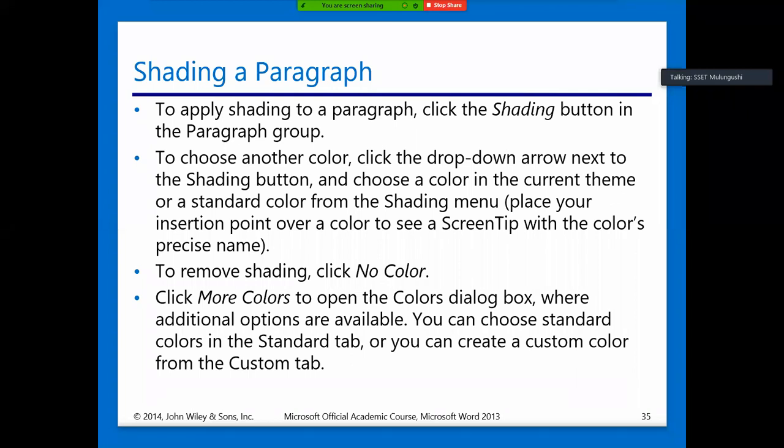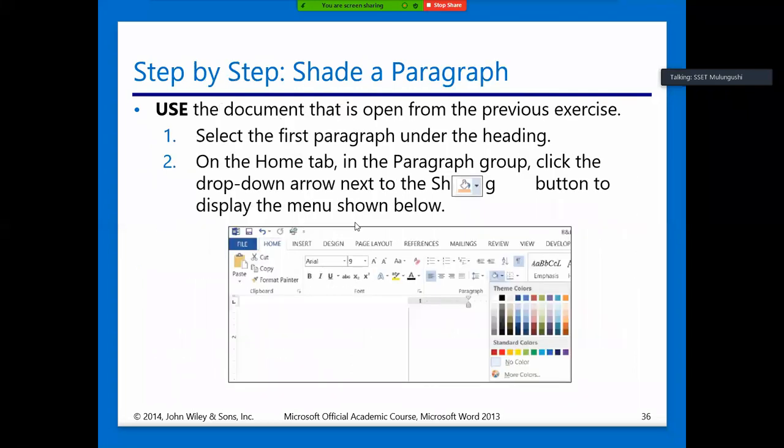In order to apply shading to a paragraph, we use the shading button that looks like a bucket, and then we can select a color from the predefined colors, or we can create our own customized color through the Customize tab. In this step-by-step exercise, we've been asked to use the exact same document from our previous exercise. Then we select the first paragraph under the heading, which is, I believe, Acknowledgements. In the Home tab, within the Paragraph group, we click the drop-down arrow next to the shading button to display the menu as shown below.